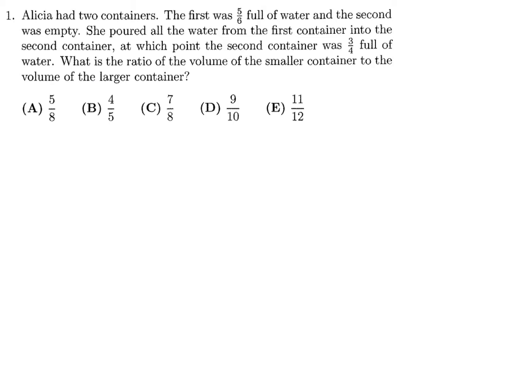So we have one container, and we have another container that perhaps is a little bit bigger or a little bit smaller, I'm not sure. But there's 5/6 in terms of the ratio fraction of water in this first container. So let's just say that we have a capacity of 6, so 6 liters is the full, and this therefore represents 5 liters, let's say. And that's why it's 5/6 full of water.